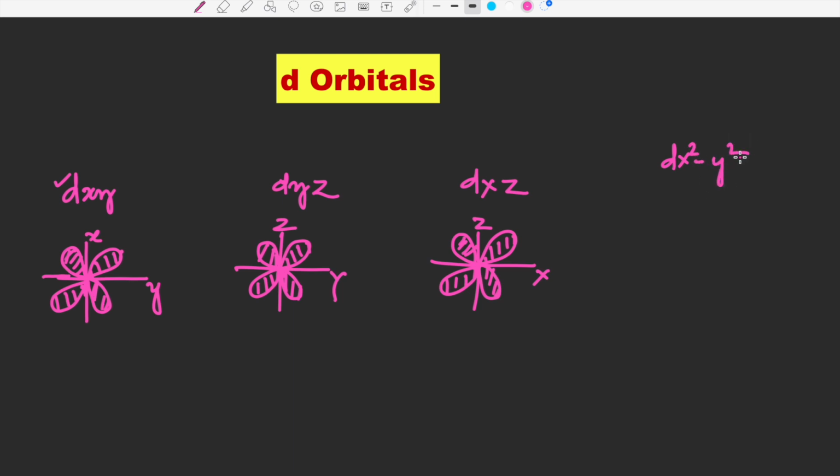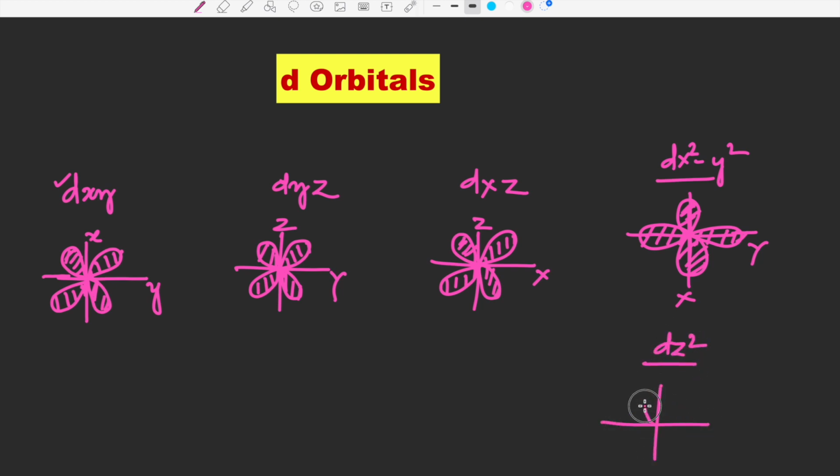Now we talk about dx squared minus y squared. In dx squared minus y squared, the electron lobes are along the axis. So this is the x axis, let us say this is the y axis. The electron lobes are along the x axis and along the y axis, so that's why we call it x squared minus y squared. You have to understand the difference between these and those. And the last one is dz squared. In dz squared, there is an electron lobe along the z axis with 2 lobes, and in the center a spherical electron lobe with an electron node across the junction of the 3 axes. This is the dz squared orbital.